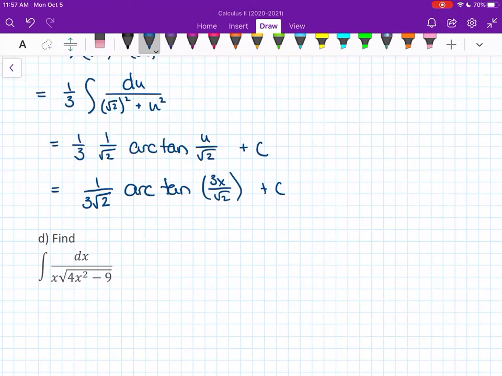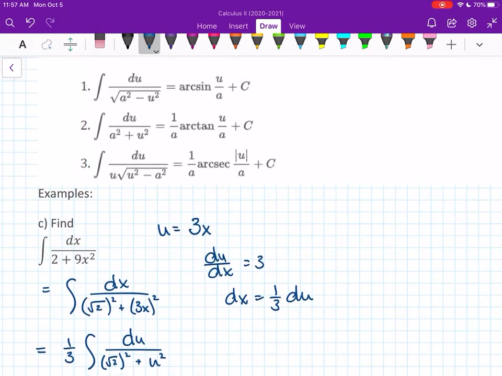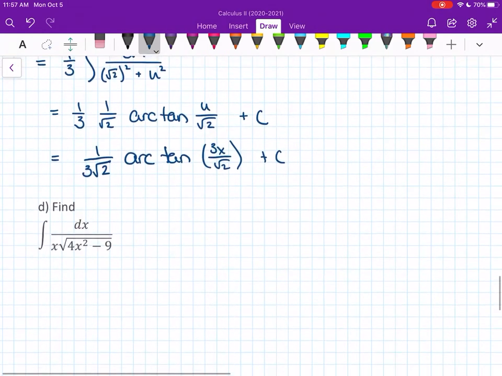And so what I'm going to do here is ignore that x in the front for a moment and see which one of these it is most similar to. I have a square root in the denominator. If I look at number 3, it resembles that arcsecant most closely. So that's what I'm going to shoot for. Okay, so arcsecant.